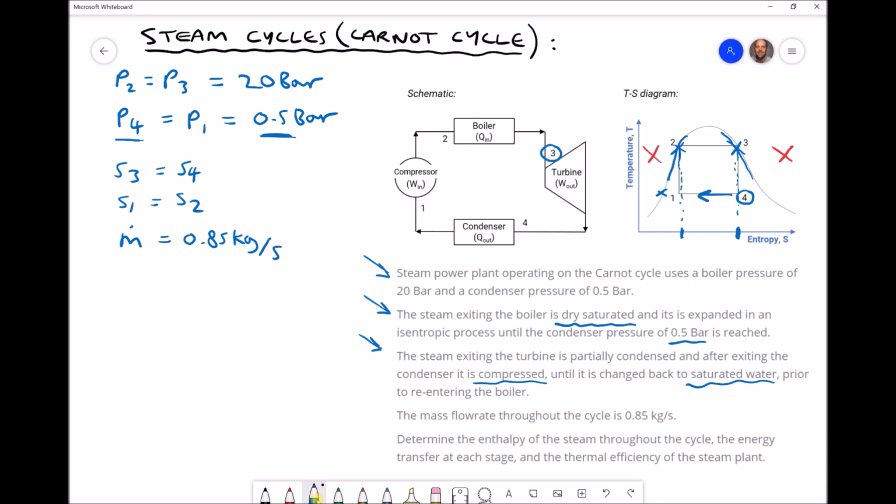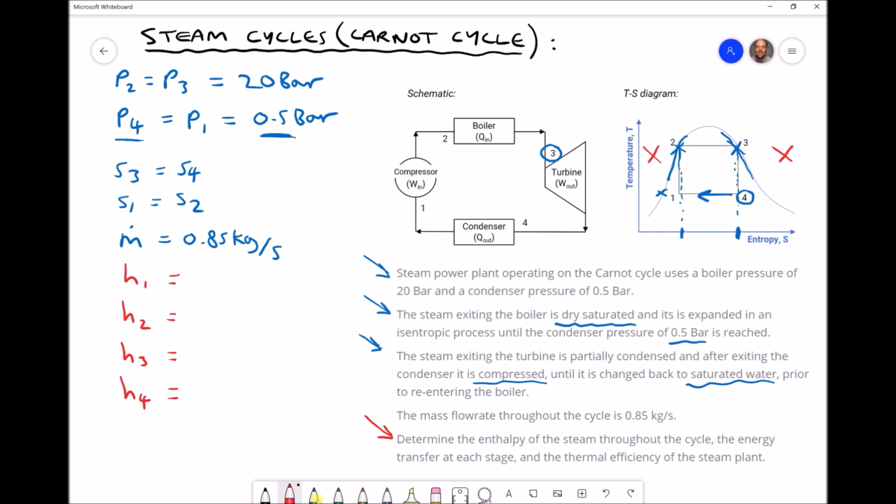All of the information that we've extracted from the descriptive question and the diagram is written in the top left hand corner in blue. So what are we actually asked to do? Down here at the bottom we're asked to determine the enthalpy of the steam throughout the cycle. So we need to determine H1, H2, H3 and H4, and we're going to be using our steam tables to determine each of those values. We're then asked to determine the energy transfer at each stage and the thermal efficiency of the steam plant.